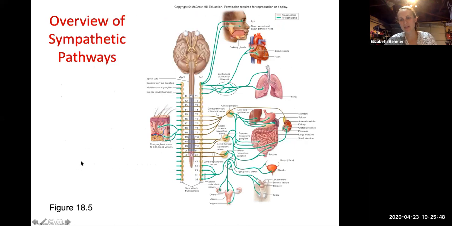I'm just going to pull up this picture one more time, because your sympathetic trunk ganglia looks like a ladder that runs parallel to the spinal cord itself, and it has these little bulges. Those are the ganglia of your sympathetic nervous system.